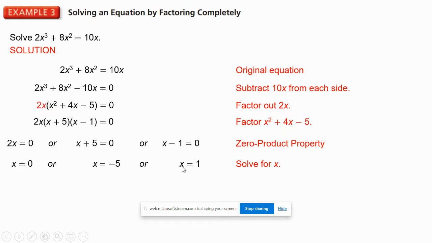And what this means is this is where the graph crosses the x-axis. These are called the x-intercepts and the roots. So they're called the roots, the solutions, and the x-intercepts.